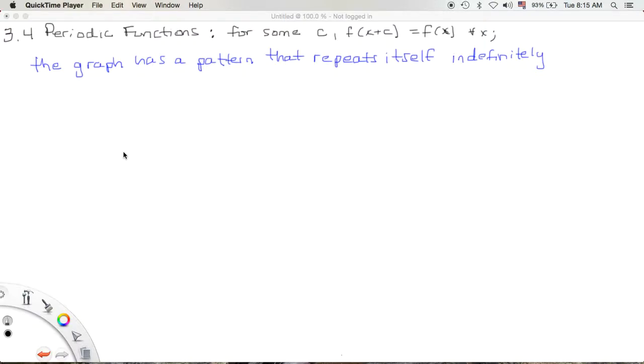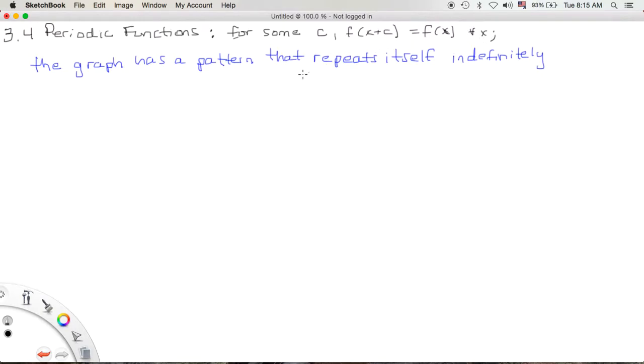Before we get started looking at trigonometric functions and their graphs, we need to be a little bit more general and make sure we understand something called periodic functions. Now, the technical definition looks like this. For some c, some number, f at x plus c equals f at x for every x.